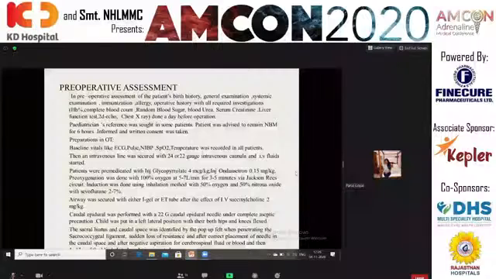Caudal block was performed with a 22 gauge epidural needle under complete aseptic precautions. The child was put in the left lateral position with both hips and knees flexed. The sacral hiatus and caudal space were identified by the pop-up technique when penetrating the sacrococcygeal ligament.